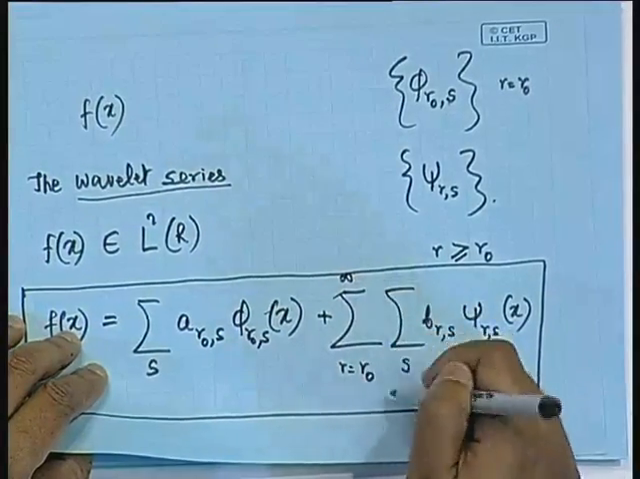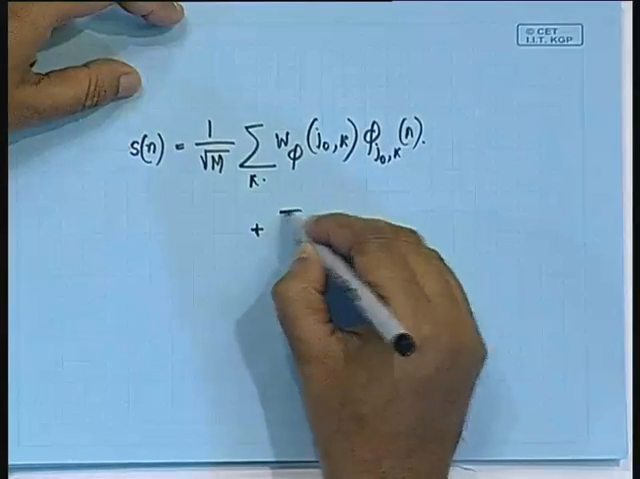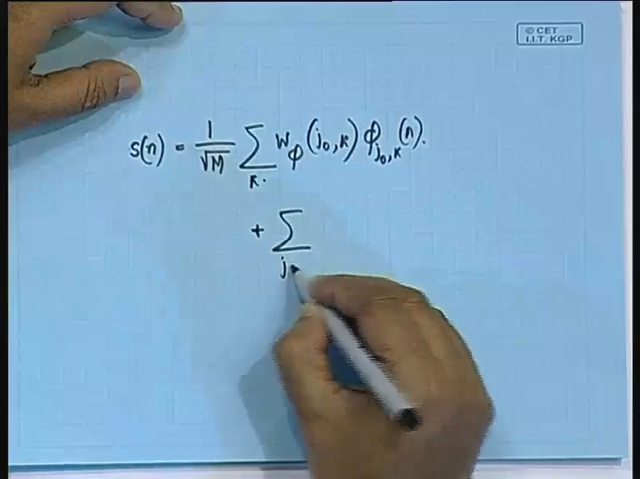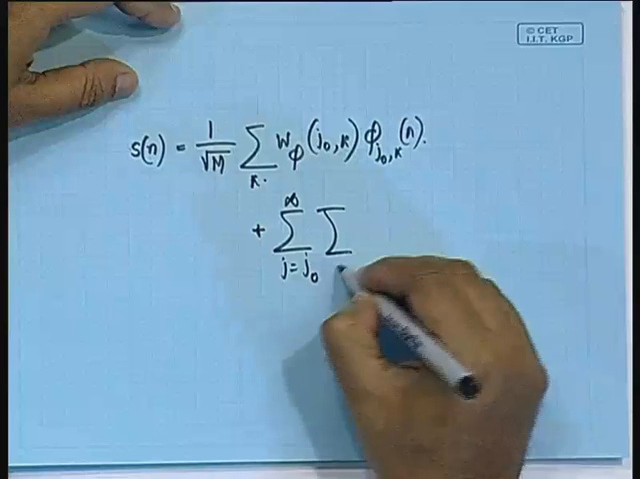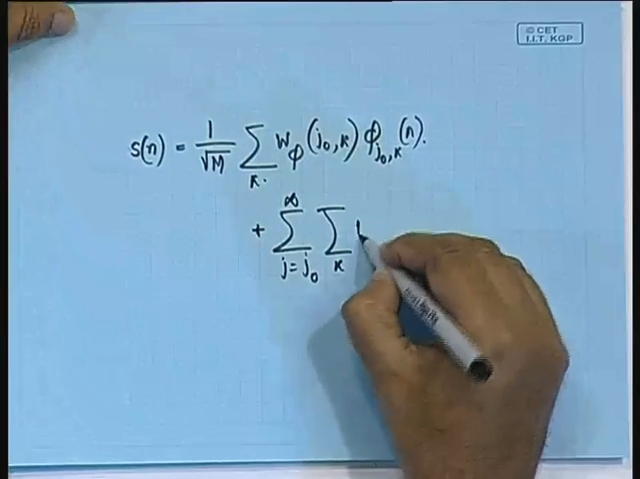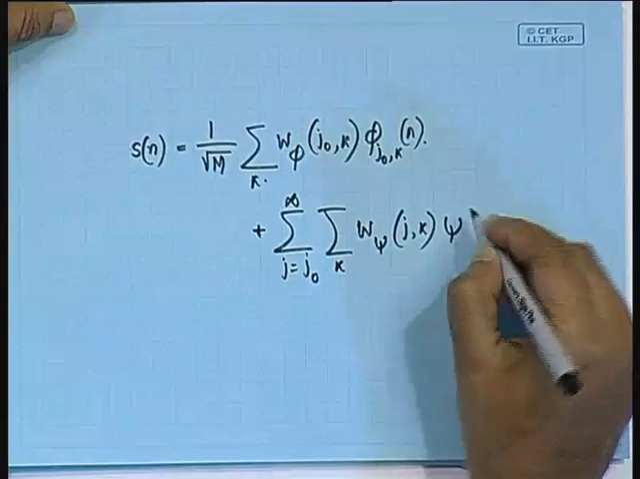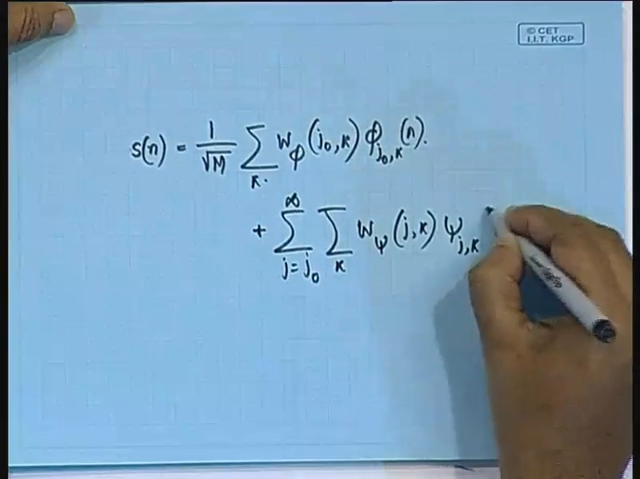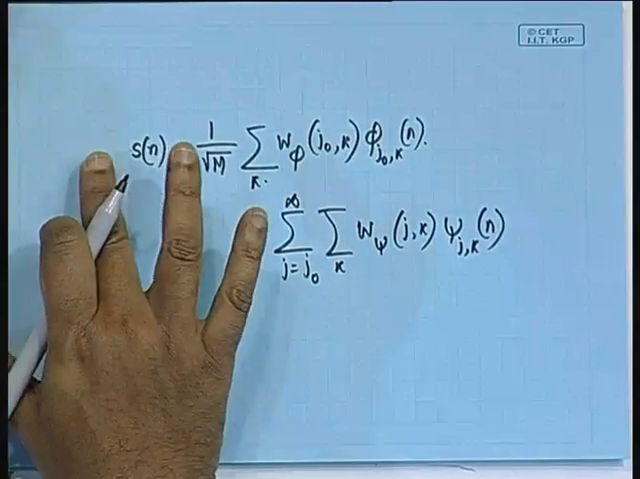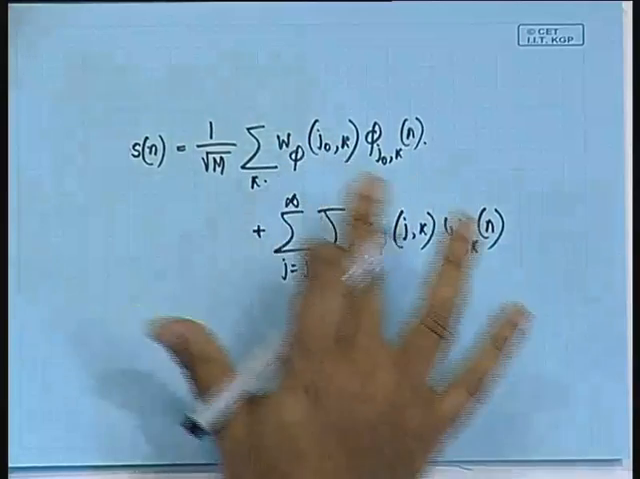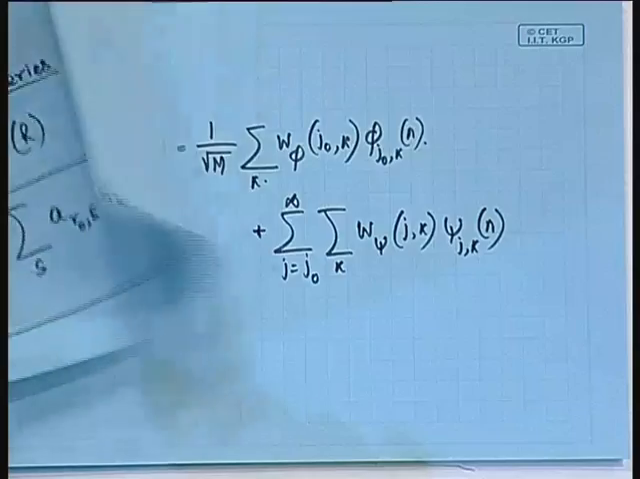here a double summation. In this case also we will continue to have a double summation. So, it will be summation j is equal to j 0 to infinity, summation over k, the shift parameter, W psi j k psi j k of n. Okay. So, this is how we get back S of n from W phi's and W psi's, right.